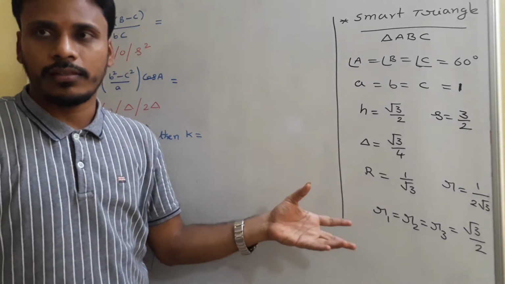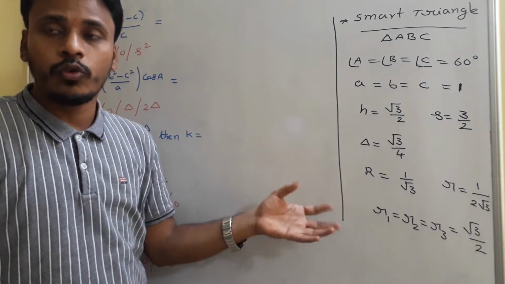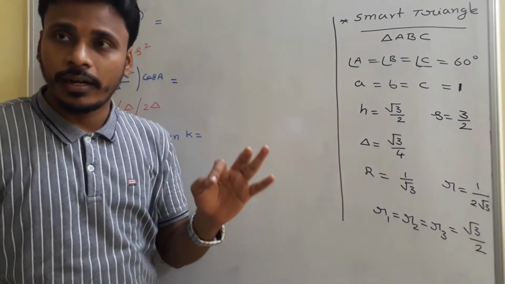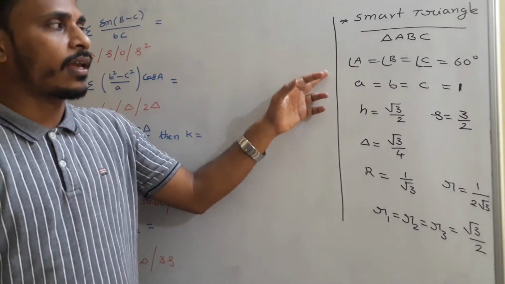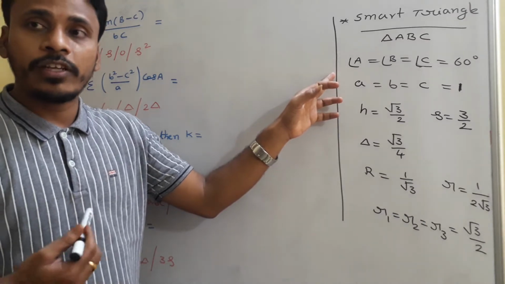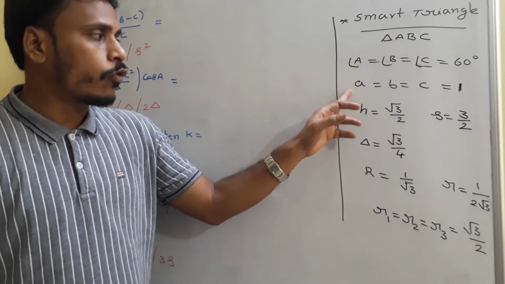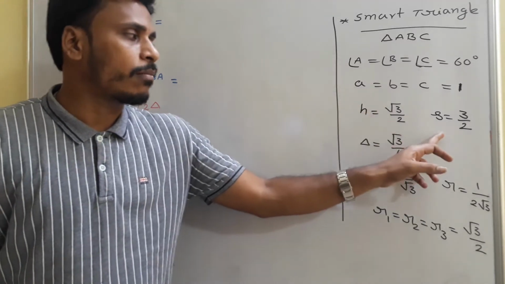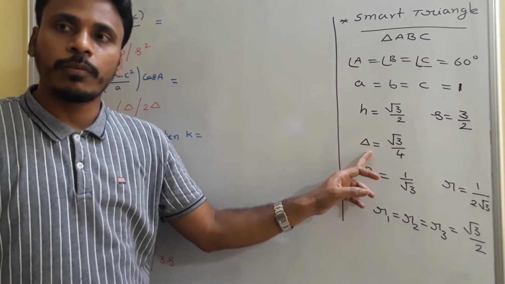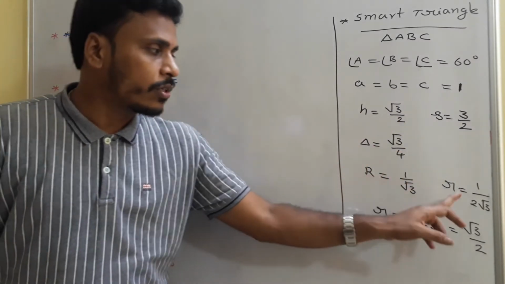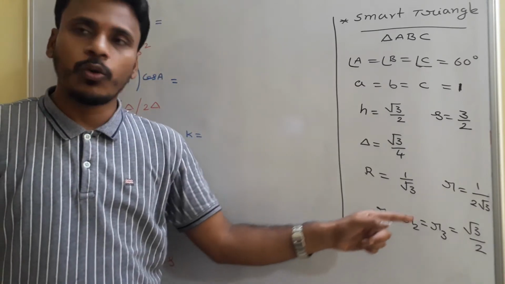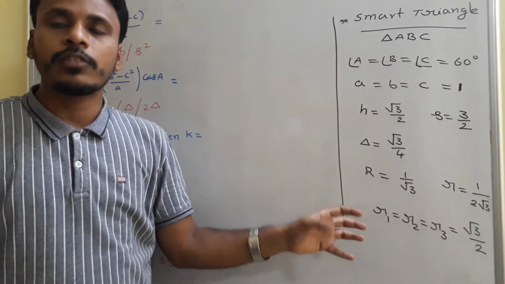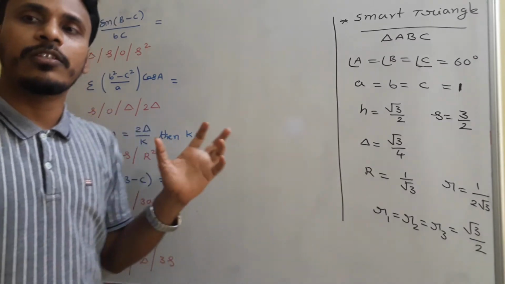This smart triangle concept. In my point of view, a smart triangle is an equilateral triangle of side length 1 unit. If I have an equilateral triangle, all the angles are equal, and the sides are equal to 1. So from there, height is root 3 by 2, semi-perimeter is 3 by 2, area is root 3 by 4, circumradius is 1 by root 3, inradius is 1 by 2 root 3, and the exradii are root 3 by 2. All these measurements we need to keep in our hands to solve these problems, okay?